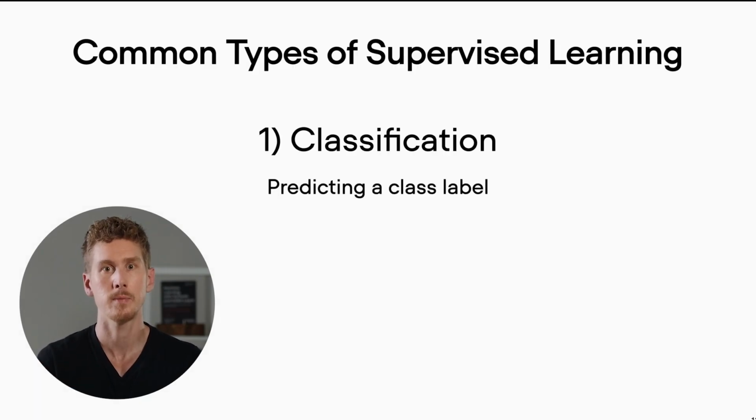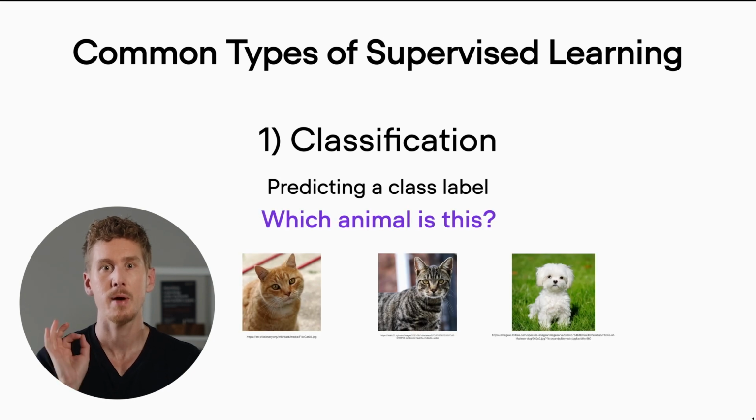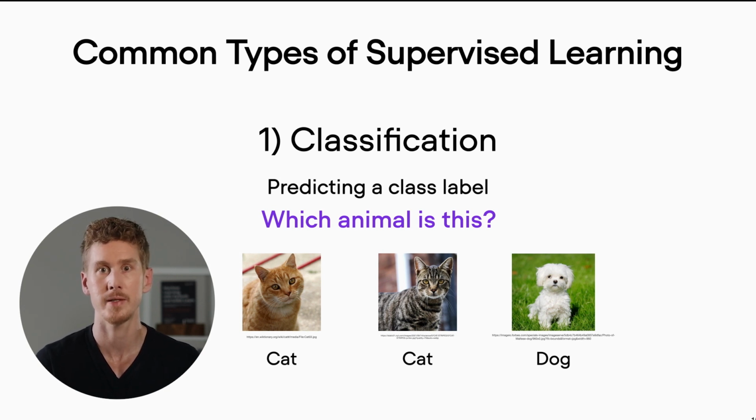Now, we just looked at an example of supervised learning that is called classification. So that means predicting a class label. That's one category of supervised learning. Here at the bottom is another example where we are given photographs of different animals and we are predicting what type of animal we see, whether it's a cat or a dog in this example.